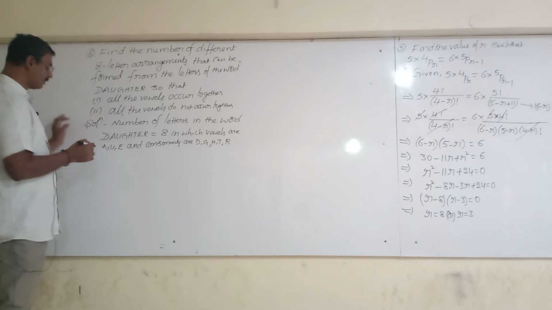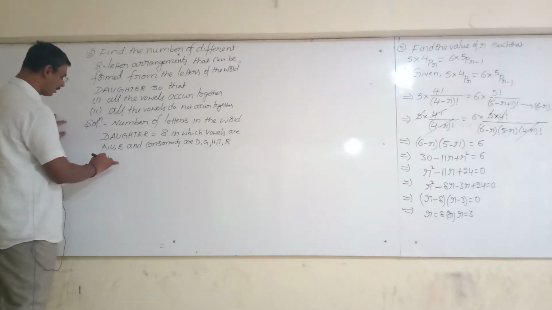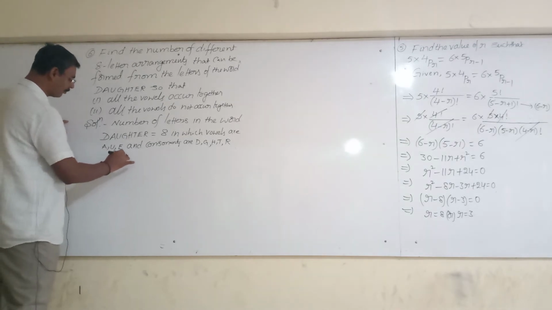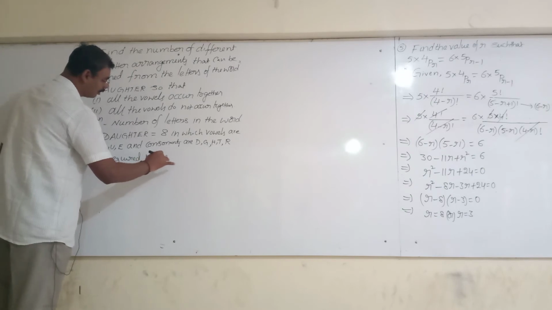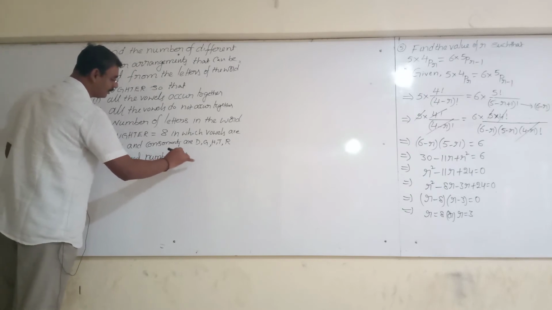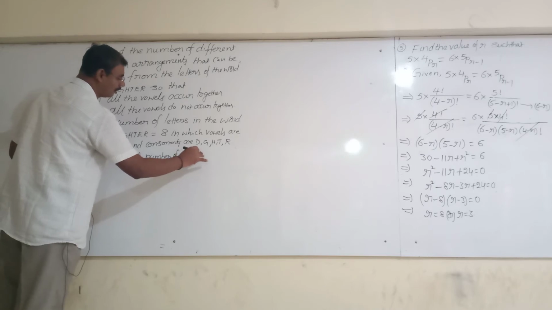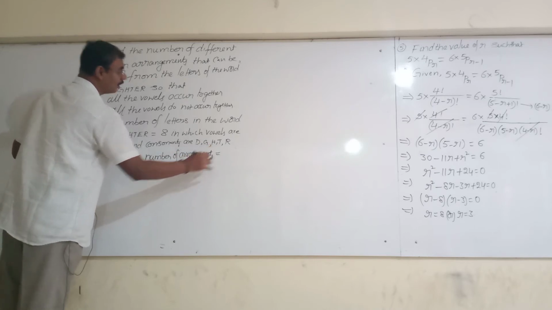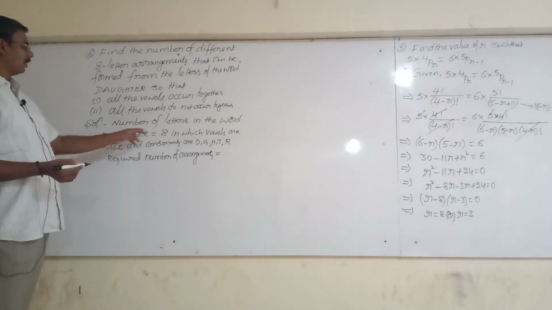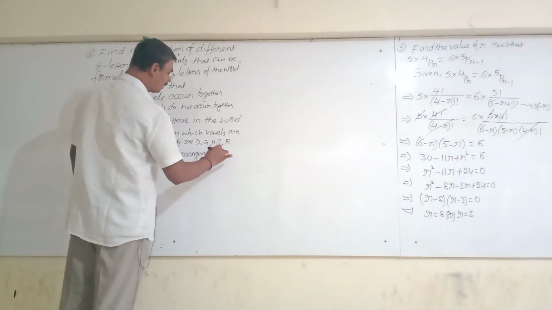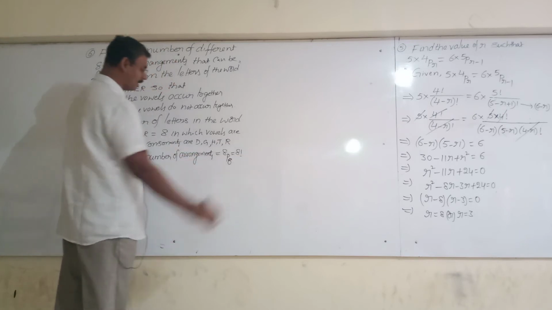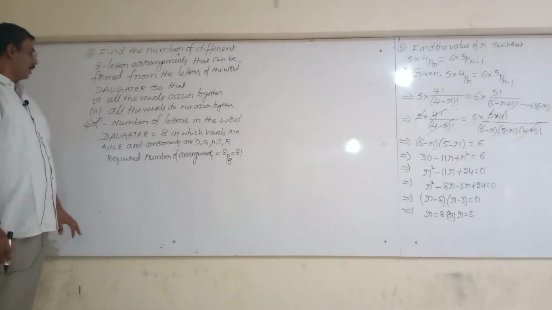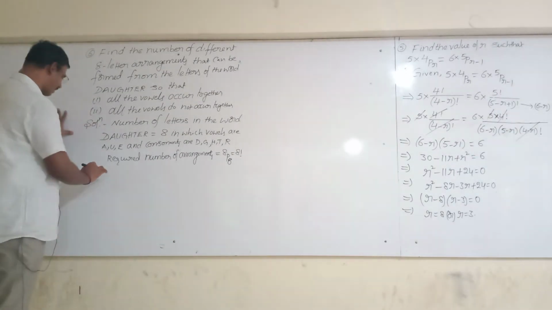Total number of arrangements. So, how many ways? Required number of arrangements taking all at a time is equal to 8P8 ways. That is equal to what? 8 factorial ways.